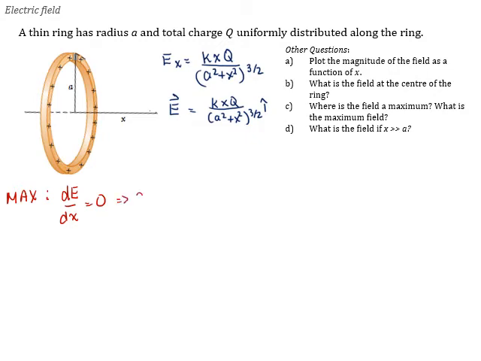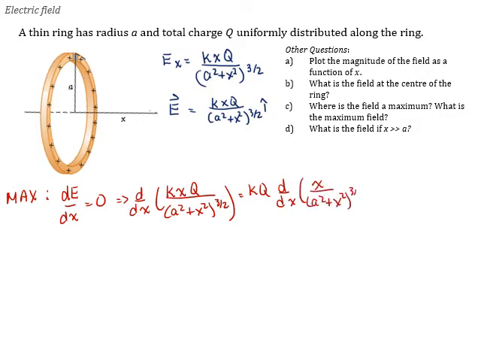To get started, we're going to do d/dx of k times x times Q over (a squared plus x squared) to the 3/2. We can take our k and our Q outside, leaving d/dx of x over (a squared plus x squared) to the 3/2. Lots of you fresh from math class would probably do the quotient rule. For the life of me, I can't remember the quotient rule, but I always remember the product rule. So I'm just going to write this as a product: x, and the denominator (a squared plus x squared) to the 3/2 can be written as (a squared plus x squared) to the minus 3/2.